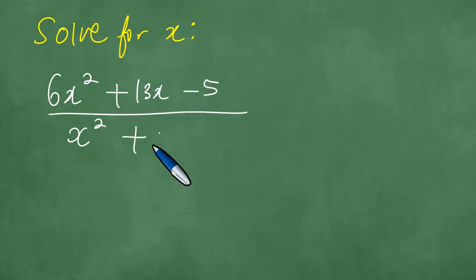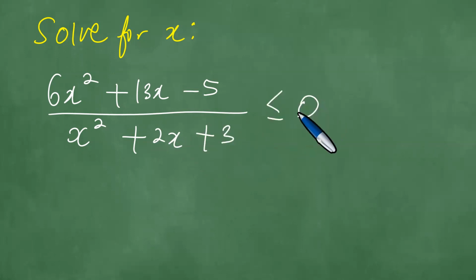Plus 2x minus plus 3, which is less than or equal to 0. Okay, so this is one question where we need to solve for x, so you need to try your best there.